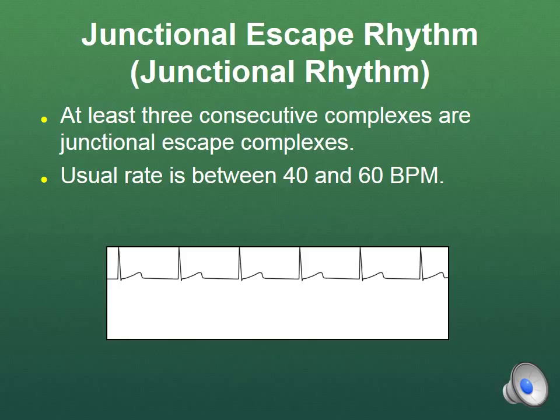For whatever reason, the SA node fails to fire, and it continues this. It doesn't resume pacemaker responsibilities. No other pacemaker tissue in the atria takes up pacemaker responsibilities. So the AV junction tissue takes up pacemaker responsibilities. If there are 3 or more complexes, we have a junctional escape rhythm, and the rate is generally going to be between 40 and 60 beats a minute.